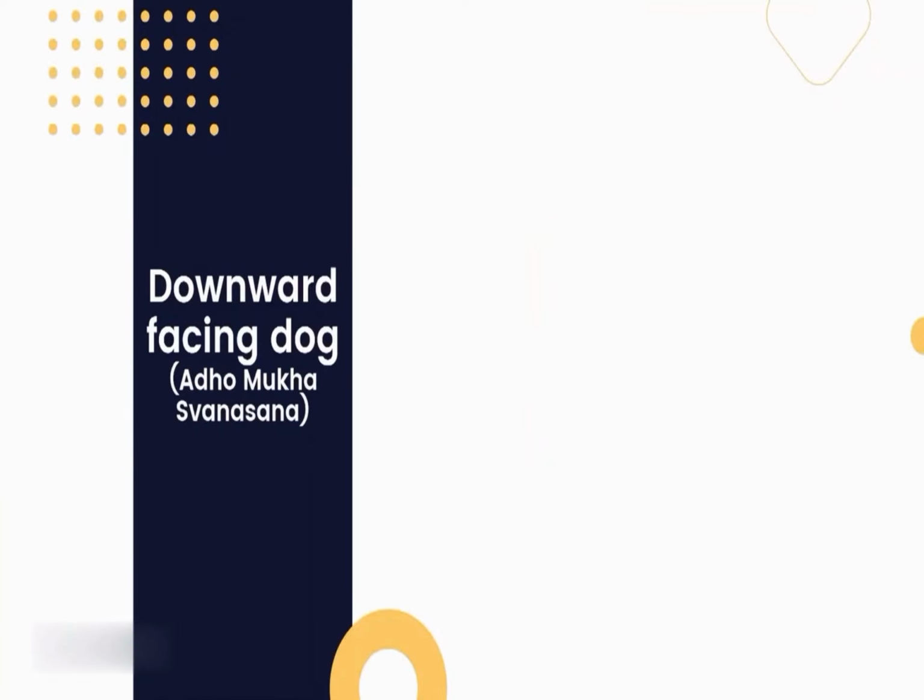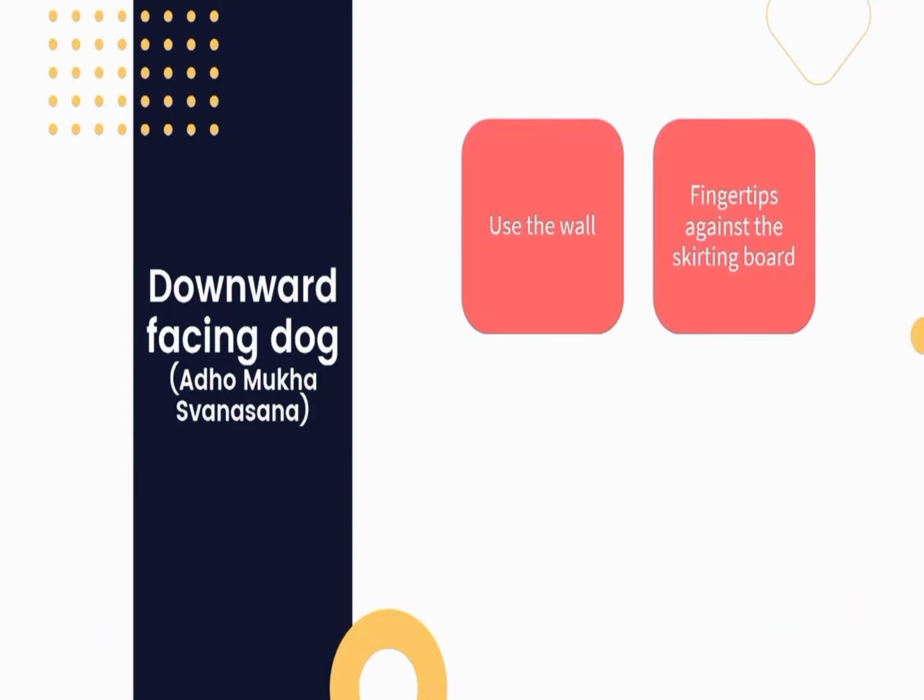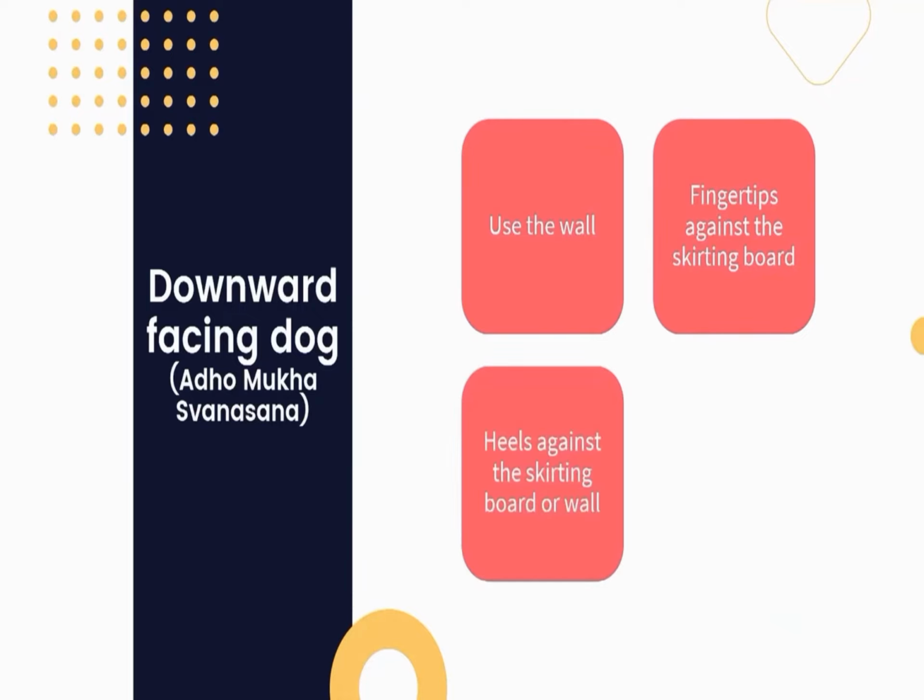Downward Facing Dog, Adho Mukha Svanasana. We build on our downward facing dog with some helpful feedback from the wall. One option is to line up your fingertips against the skirting board to ensure proper alignment of your arms. The other option is to place your heels against the skirting board or further up the wall, depending on your hamstring flexibility today, to ensure proper alignment of the heels.